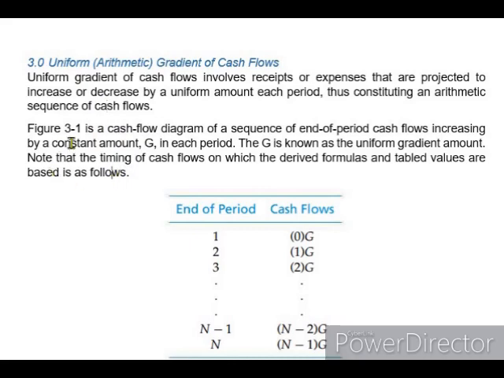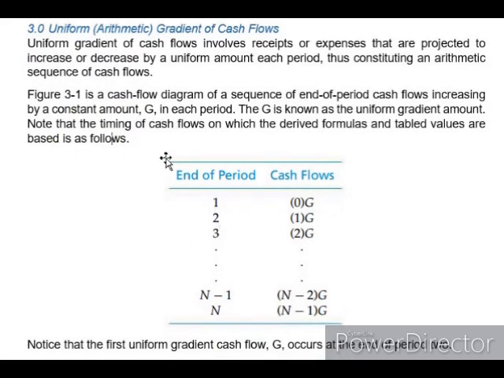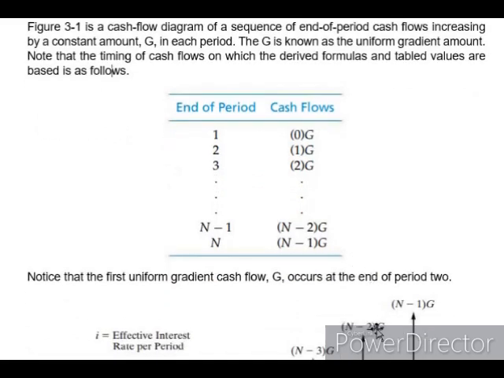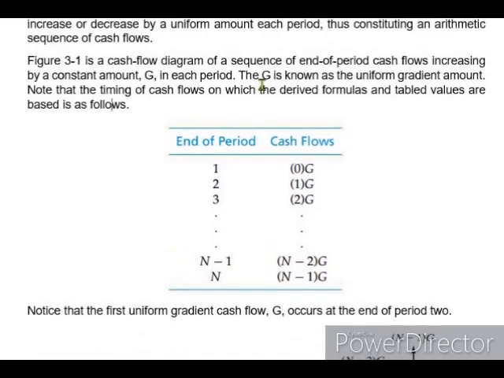Okay, so figure 3-1, ito, is a cash flow diagram of a sequence of end-of-period cash flows increasing by a constant amount of G. So, may constant tayo dito in each period. The G is known as the uniform gradient amount. So, yun yung tawag sa kanya.